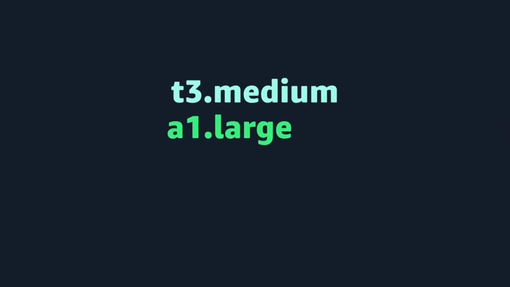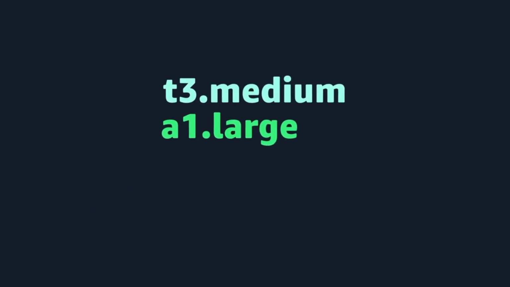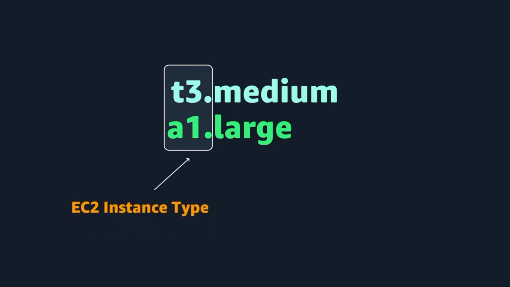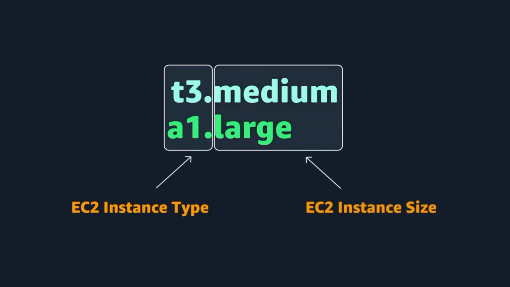When you are launching an EC2 instance, you will see something like this when selecting an instance type and size. The T3 or A1 is the instance type that determines the blend of hardware capabilities, then the dot, then the size, like small, medium, large. It goes down to nano and up to many, many extra large sizes.